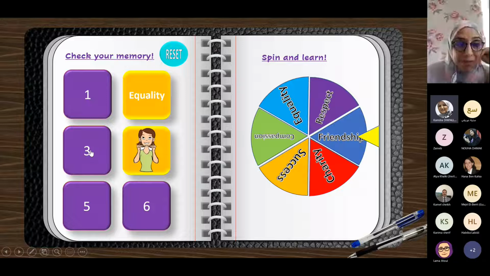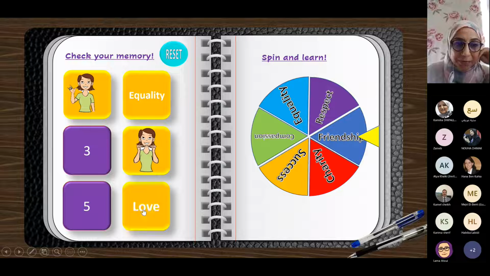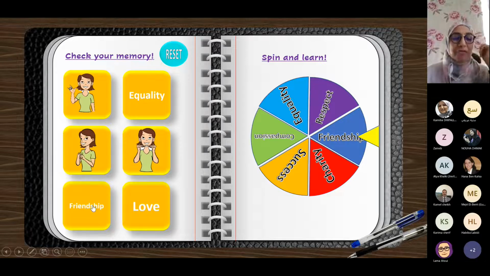Pick 2 other numbers. Let's try 1 and 6. Oh, excellent. Very nice memory. So that sign means love. And we are left with 3 and 5. Friendship. Yes, this sign means friendship. Excellent. Of course, teachers can be as creative as they like, for example matching pictures together, or matching halves of words to form a word.